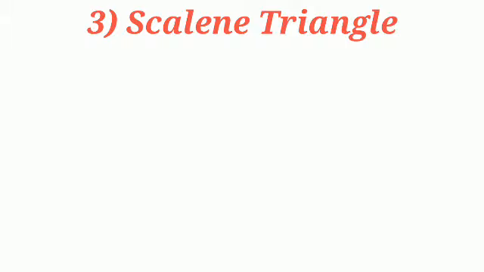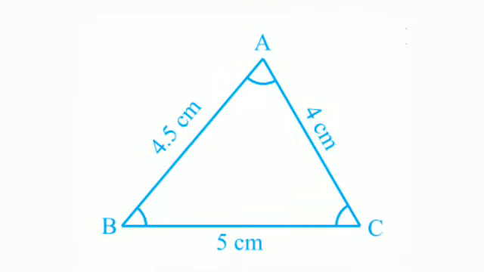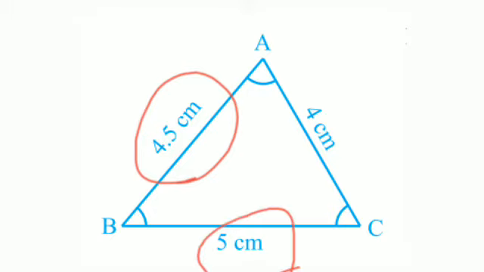Third one is scalene triangle. A scalene triangle is a triangle that has no equal sides. That means a scalene triangle does not have any equal sides. Look at this example. In this figure, we can say that AB is equal to 4.5 cm, BC is equal to 5 cm and AC is equal to 4 cm. That's why we can say that here AB is not equal to BC and BC is not equal to AC. That's why this is our scalene triangle.